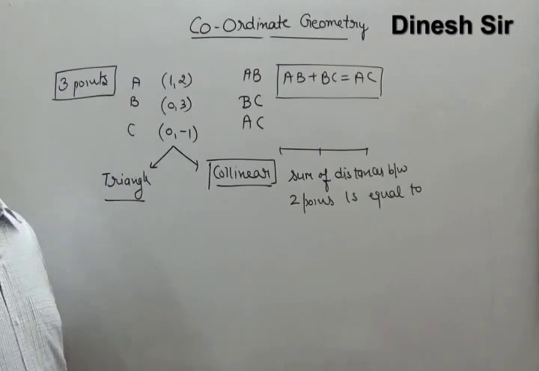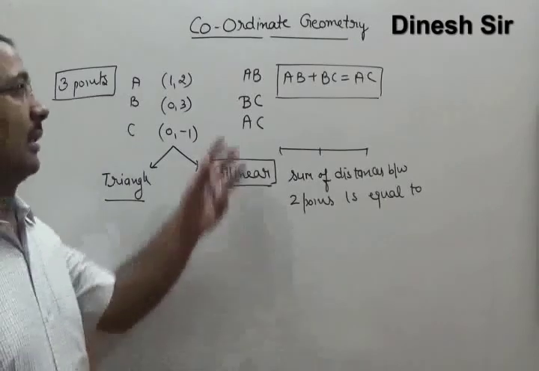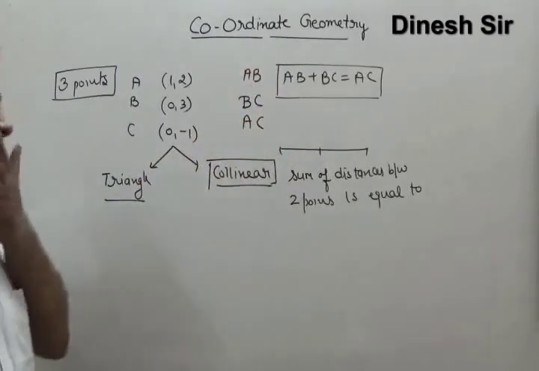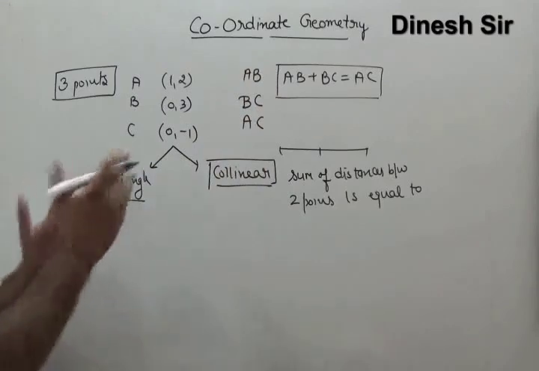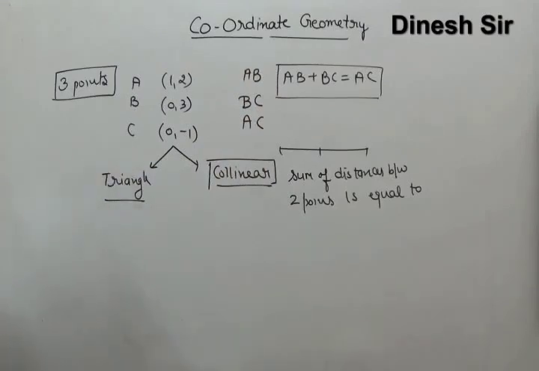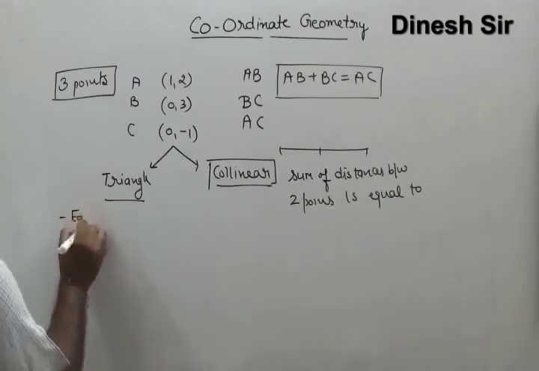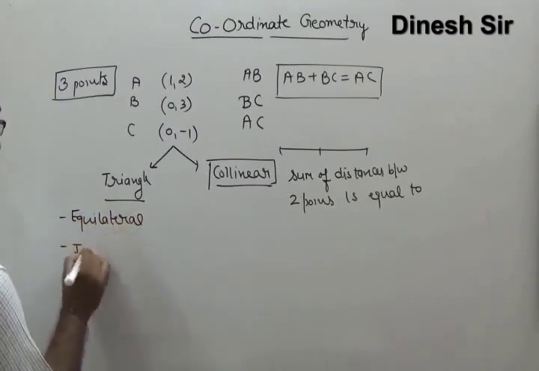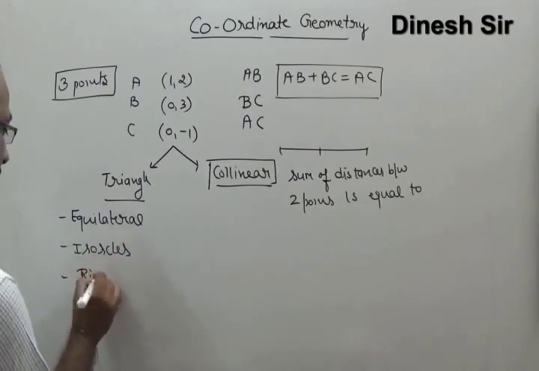And if we have to prove whether points are collinear or not, the first thing we have to show is that the sum of the distances AB plus BC is equal to AC, and then we say the points are collinear. If it is not equal, it means it is going to form a triangle. Now triangles may be of different types. There may be an equilateral triangle, there may be an isosceles triangle, there may be a right angle triangle.